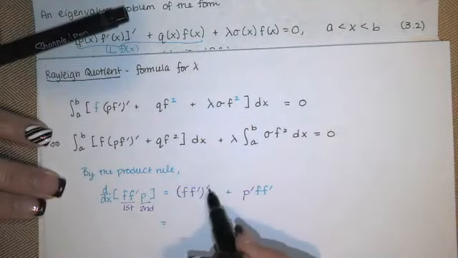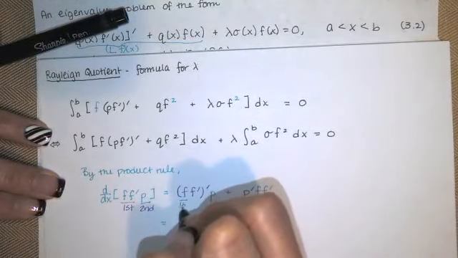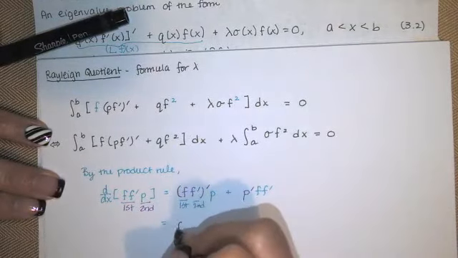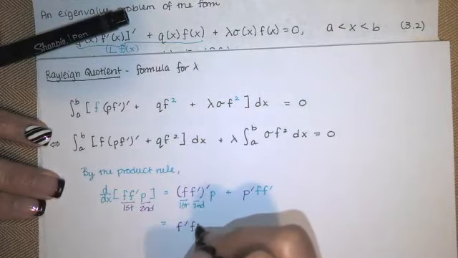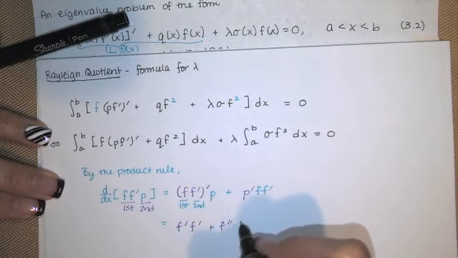Now, if I apply the product rule to this again, this being my first function this time and this being my second function, we'll have derivative of the first times the second plus derivative of the second times the first.